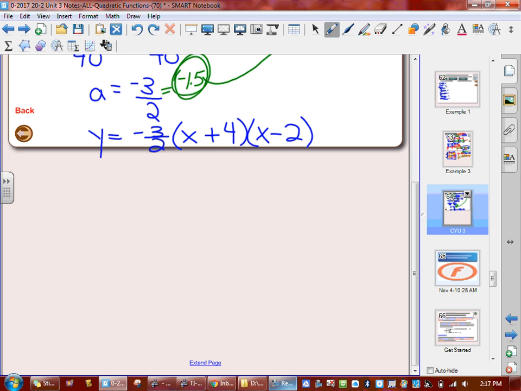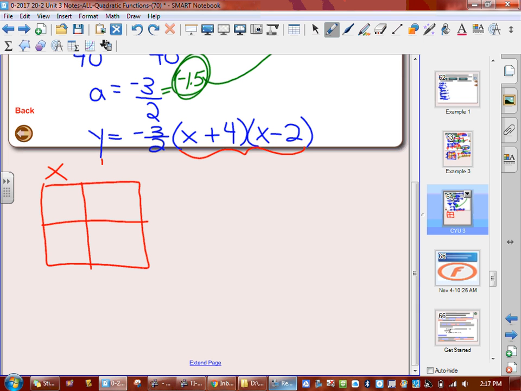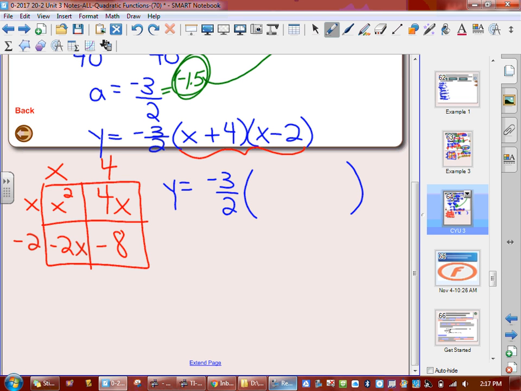x and 4, x and negative 2. You should already have this done, of course. Negative 2x and negative 8. This gives me what's going to now be in my bracket. So I'm going to have y equals negative 3 over 2. That stays. And now I can write down what I have in my brackets there. From my area box, I have my x squared. I'm going to add my like terms diagonally and get positive 2x and negative 8.